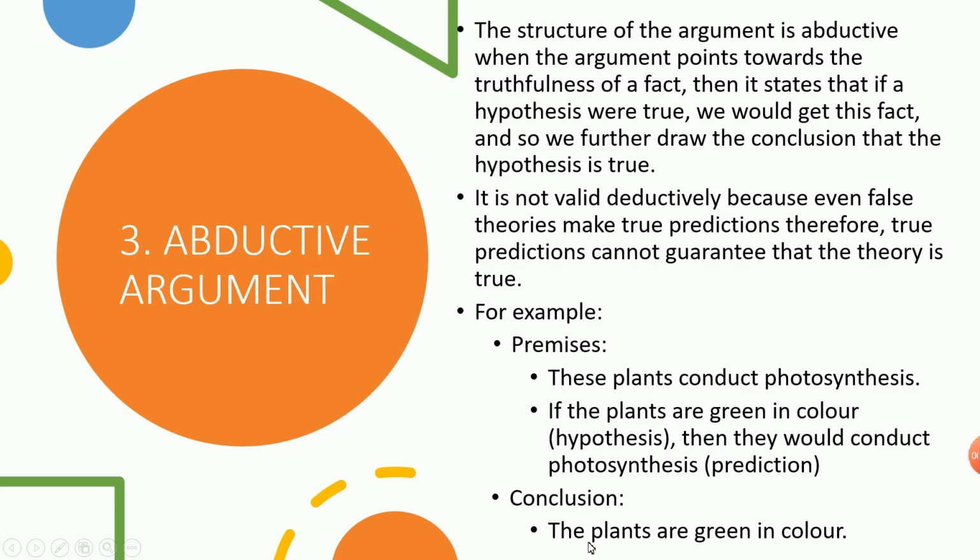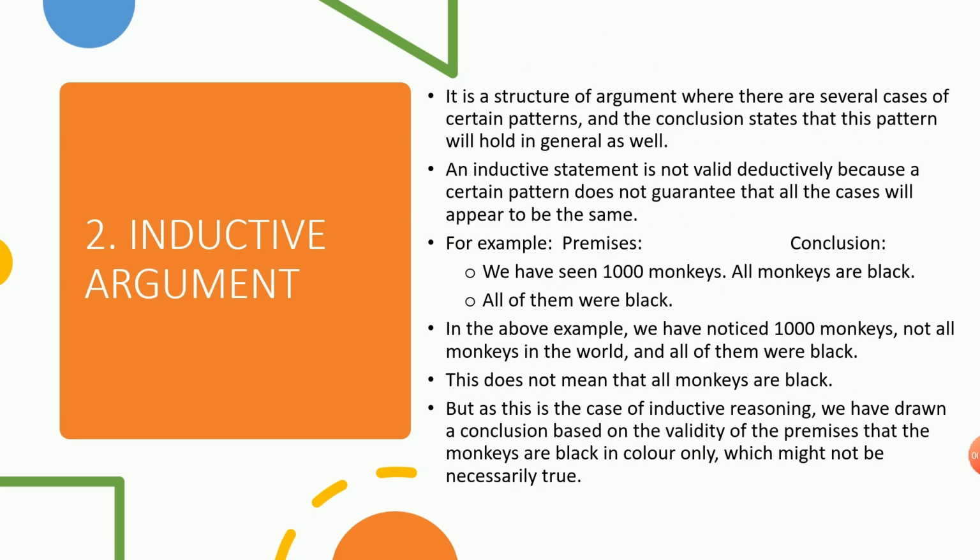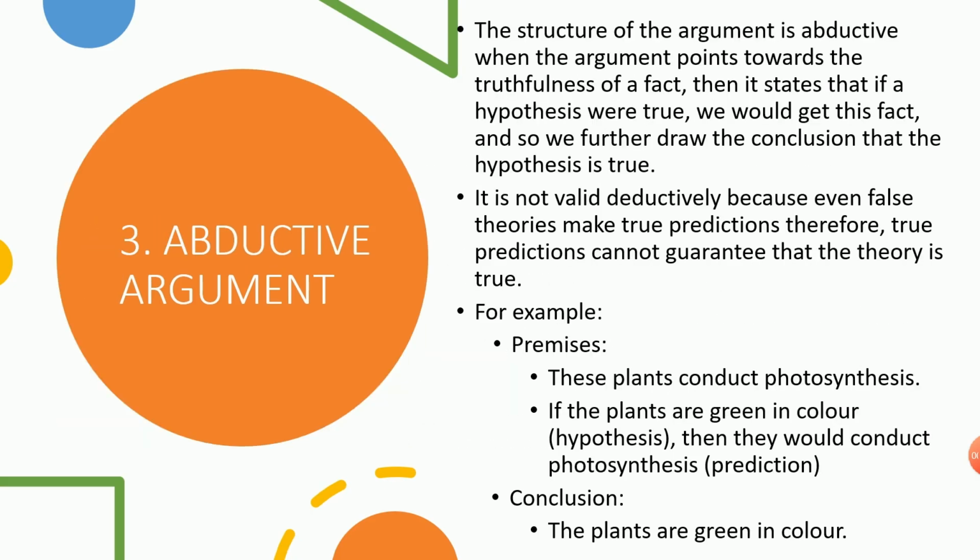So the conclusion would be the plants are green in color. That's how they are arriving. So first they are stating a fixed, well-known fact, the truthfulness of a fact. Then based on that, they are forming a statement or hypothesis, and if the hypothesis were true, then we would get this fact. So based on the hypothesis, we are arriving at the conclusion. So these are the three different arguments, that is deductive argument, inductive argument, and then abductive argument.